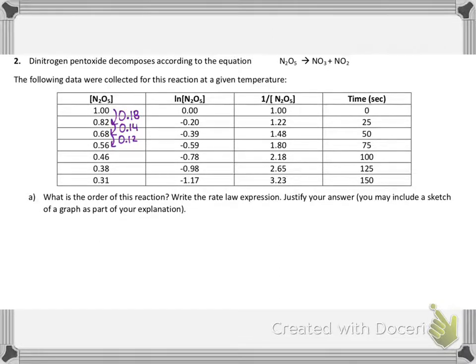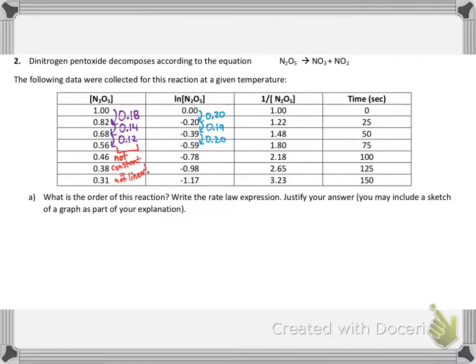Well, if you look at the concentration versus time data, you notice that there is not a consistent difference between the data points. They're getting smaller and smaller. So this graph is clearly not going to be linear, so it is not 0th order. Let's check the next one. So we look at the natural log data. Well, if you check these, I mean, they're not exactly the same, but they're pretty dang consistent.